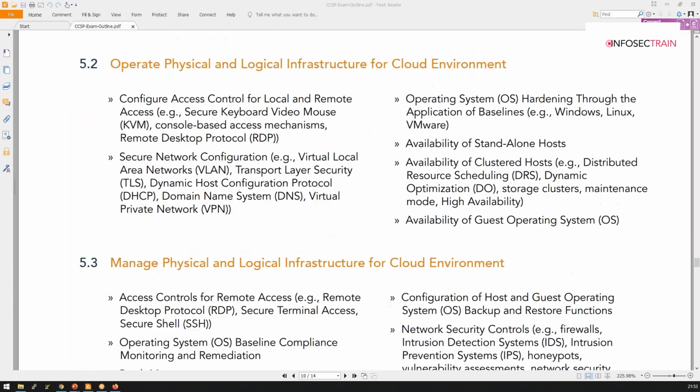And the next is how you have to ensure the security of the various access controls, or access to the cloud platform.